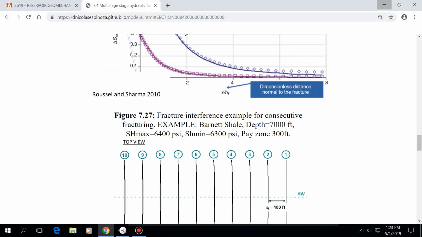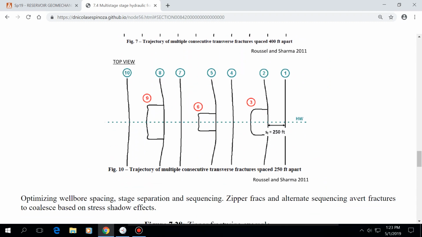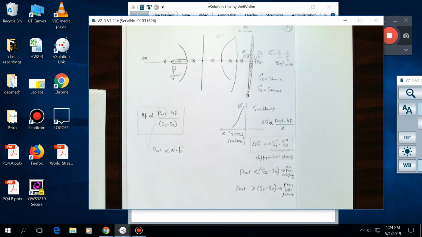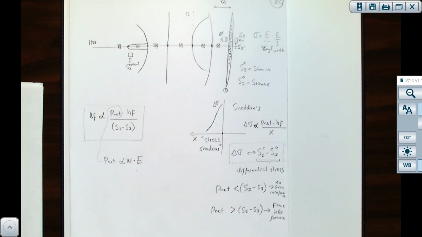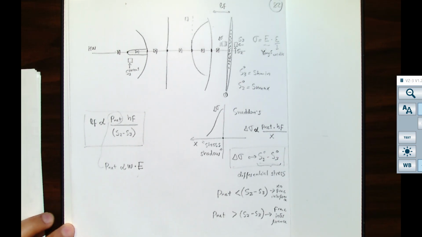Okay, and well, since we're here we have some actual examples of simulations in which if you put fractures too far away, they grow relatively planar, but if you put them too close, they start to interact with each other and the fracture is not planar anymore. Alright, so as I was saying, one solution would be to place the fractures a lot further from each other, so you don't have these interference problems, but there is a smarter solution for this.